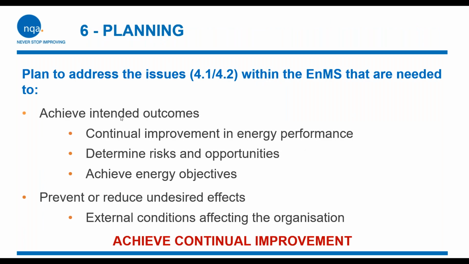Clause 6 is where this starts to get interesting, starts to get into sort of specific requirements. So under planning, it's all about addressing those issues that we found in clauses 4.1 and 4.2. So the things that we came up with under context, the things that were going to help us, the things that were going to get in the way, the risks and the opportunities, we now have to start to address those issues. So the standard is set out very much like a flowchart. So clause 6, planning, it's making sure that our system meets the intended outcomes, and the main intended outcome is this continual improvement in energy performance.